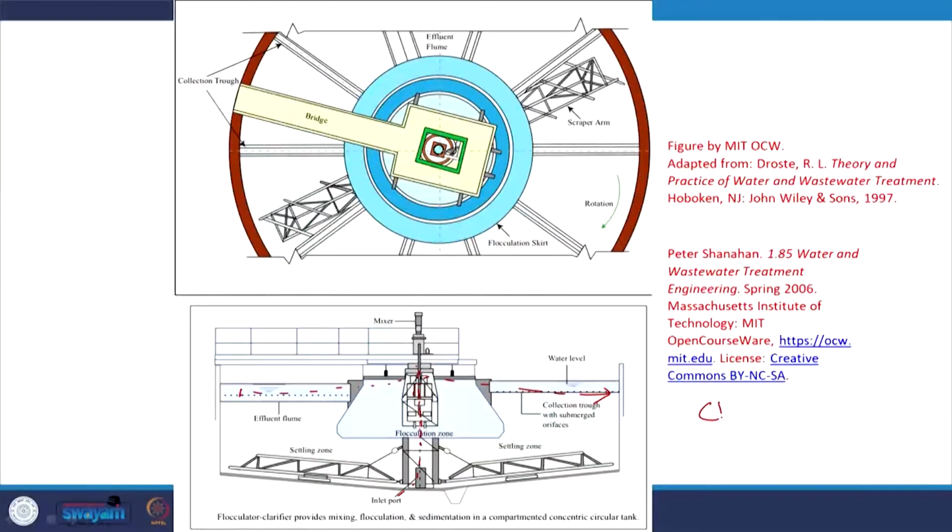But why is it that people go for it? Because they are cheap, maintenance is easier, right? And when I say cheap, the capital costs are pretty low, and maintenance is always better. So that's why people typically go a lot for these kinds of circular sedimentation tanks, right? So that's something to keep in mind.